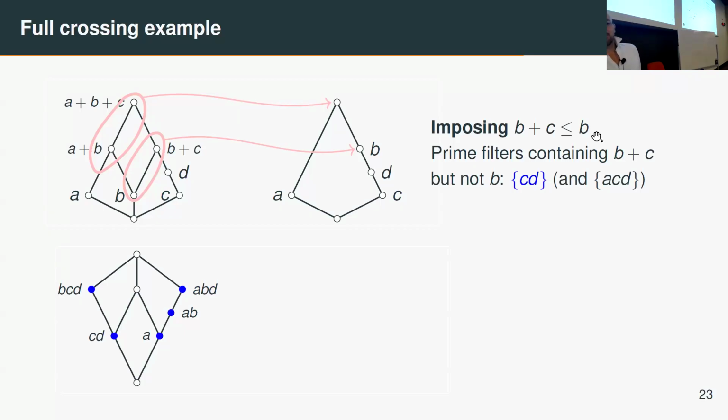And so previously there were some prime filters that contained B plus C, but not B. And these were the things that were able to tell us that B plus C wasn't less than or equal to B. Now we want to get rid of them because they'll be telling us something that isn't true anymore. So the offending prime filters were the ones that were above C or D and the ones above A, C, and D. But I've not got that in blue because it's not really required to know because it was a join of some existing ones.